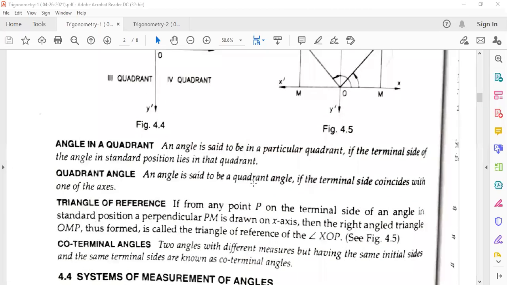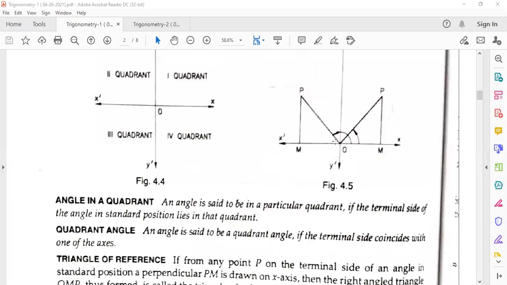An angle is said to be a quadrantal angle if the terminal side coincides with one of the axes. If this OP coincides with OY, then we can say that the total angle is 90 degrees. If this OP coincides with OX dash, then the total angle will be 180. If this OP coincides with OY dash, then the total angle will be 270 degrees.